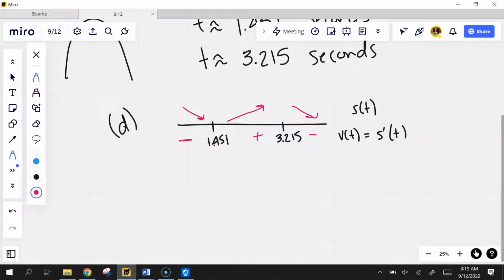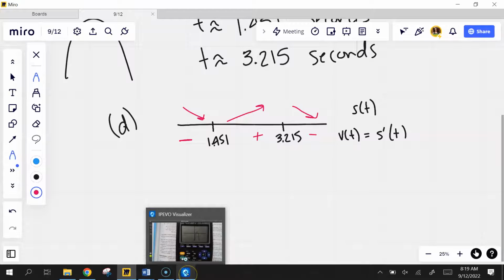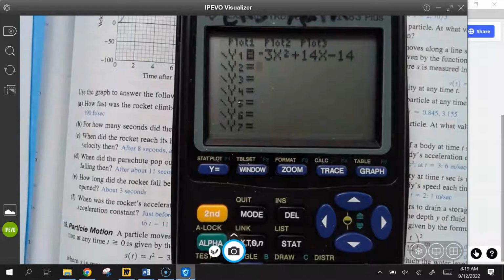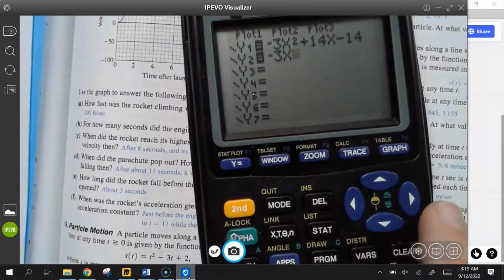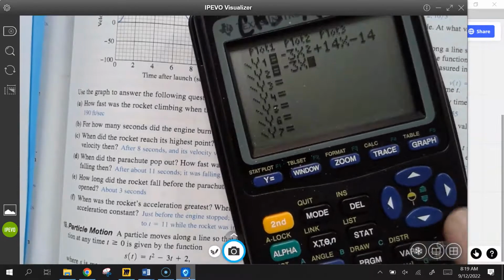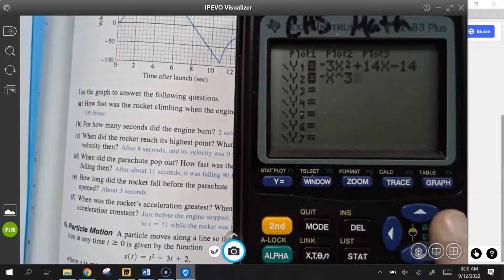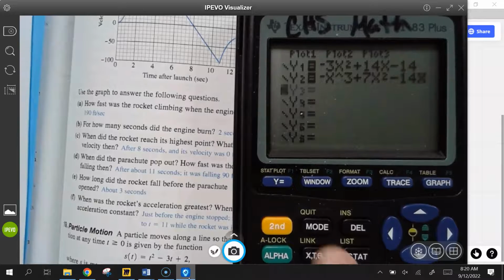And if I graph my position function, it should show that. It should show that I'm decreasing, increasing, and decreasing again. And just to show you that I'm not telling a story, negative x to the third plus 7x squared minus 14x plus 8.